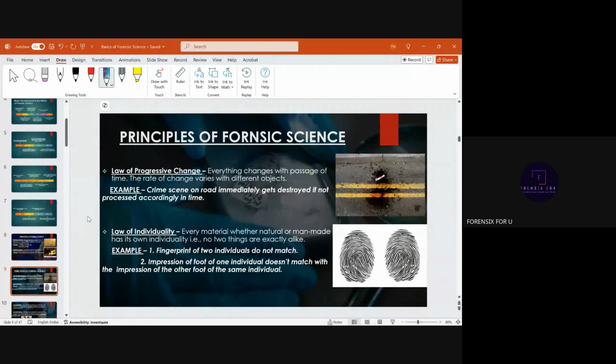The next principle is the principle of progressive change, which basically means that anything, whether it is man-made or natural, undergoes a certain change with the passage of time. So, suppose you have purchased a new phone, and you are very particular about that phone for a month or two. You're very careful that you have a screen guard on it, you have a cover on it, and you make sure that it does not get scratched anywhere or fall out of your hand.